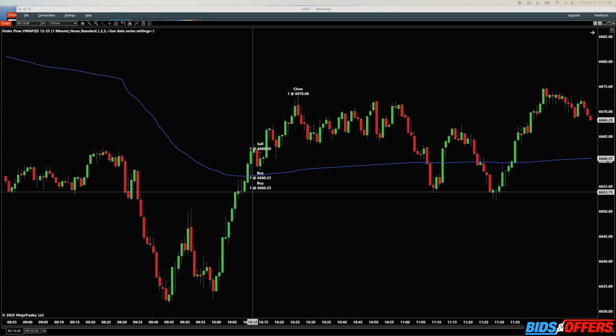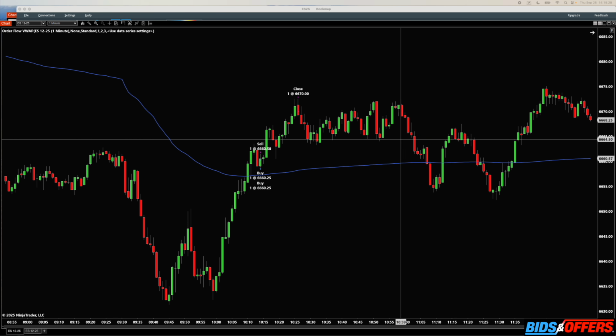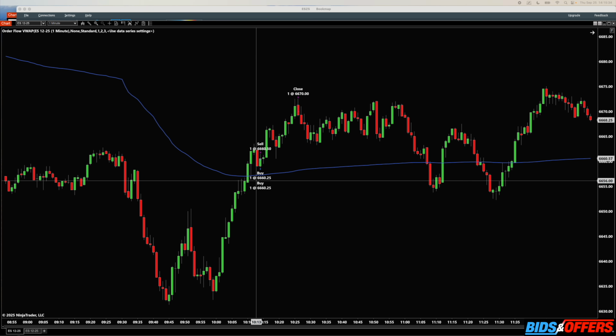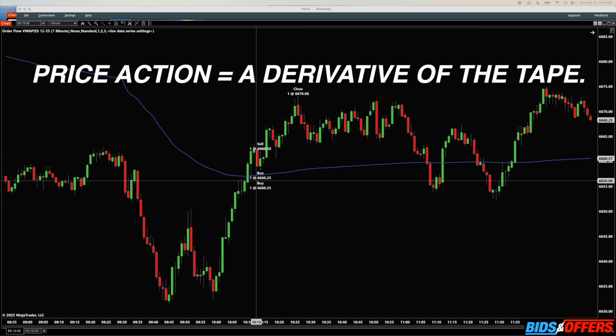What does this chart tell you about the buying and selling? What does this chart tell you about the order book? What does this chart tell you about the tape and substantial orders? Well, for me, I can't see any of the auction process of the market based upon this chart alone. You have to remember that a candlestick represents the price action. Price action is a derivative of buying and selling on the tape.